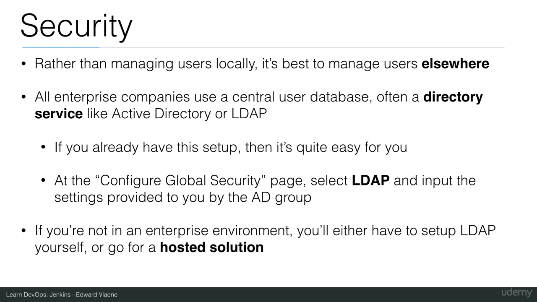If you are not in an enterprise environment, then you will either have to set up LDAP yourself or go for a hosted solution. Or obviously you can still use Jenkins local database, but that's only if you don't have a directory service. But I wouldn't really recommend the local database in a production environment. Only maybe if you have a few users and a really small deployment, you can go with local users. Otherwise, you just go for a hosted solution, a hosted directory service somewhere.